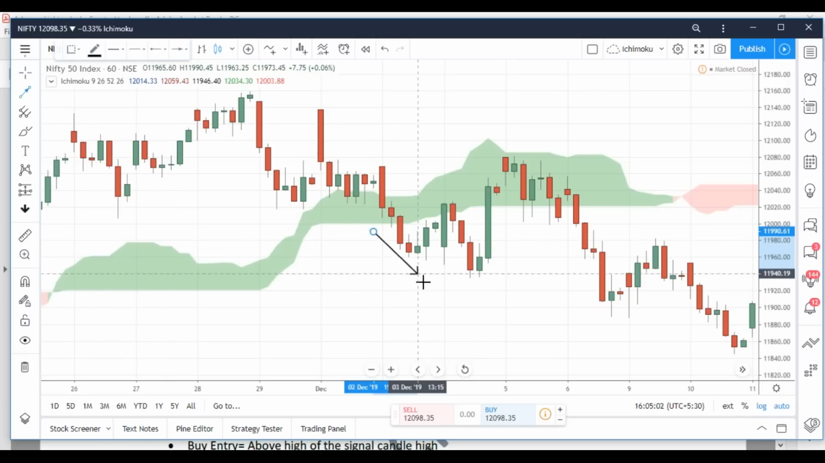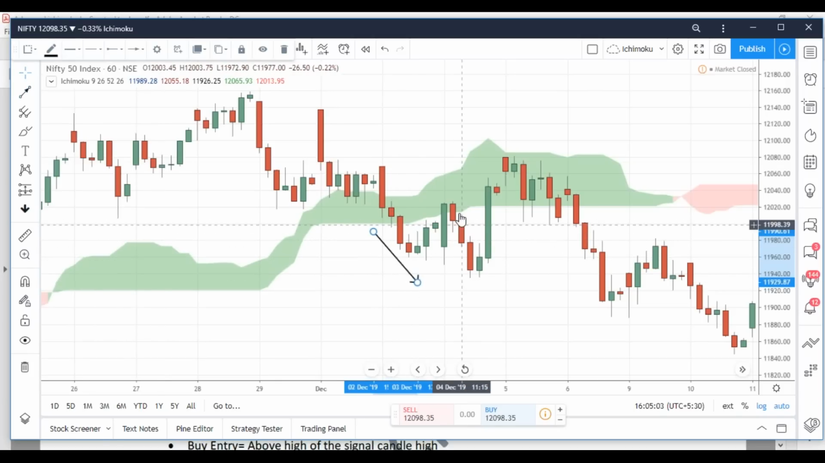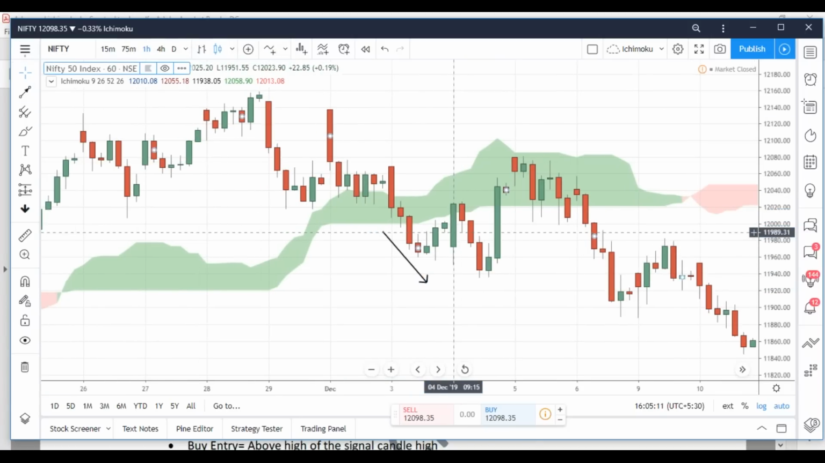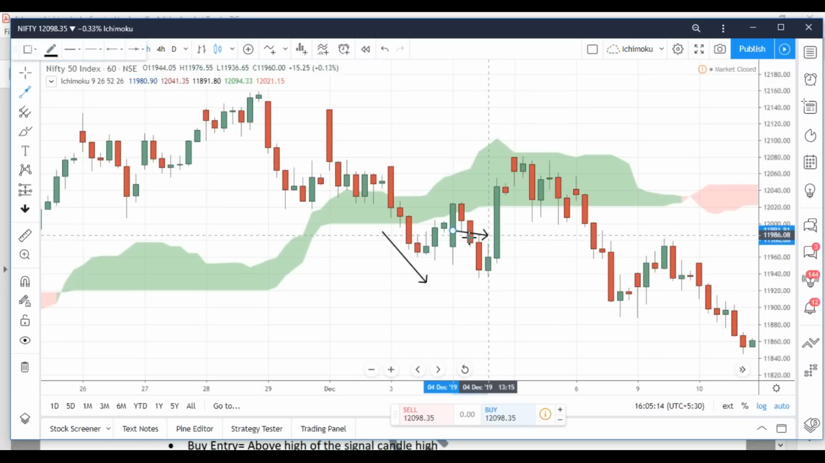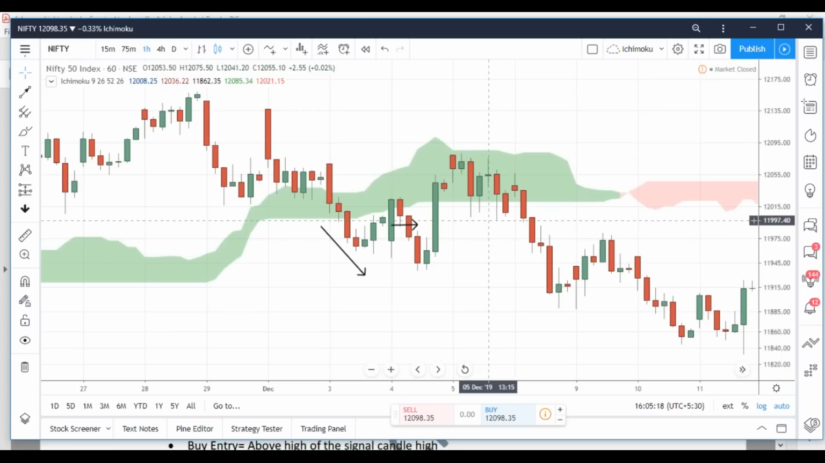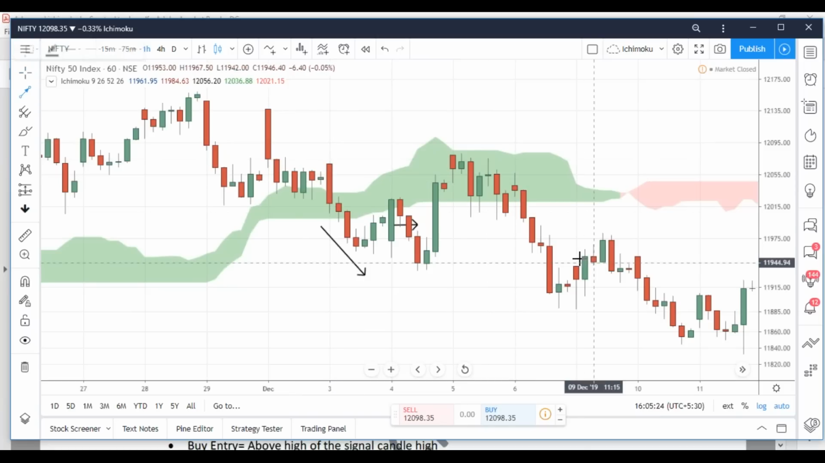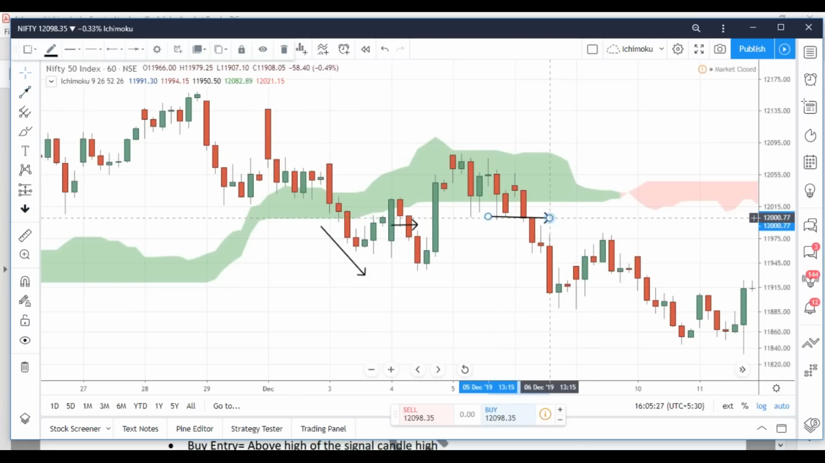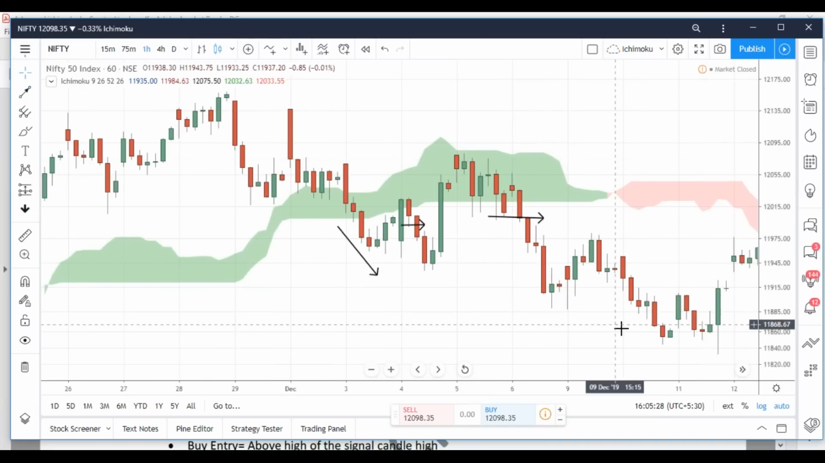Price broke below the cloud. Here, price touched the cloud and made a bearish candle. So below the low of this candle was our short entry, which worked out nicely. One more time, price took resistance in the cloud zone and closed below it. So below this candle low was a short entry. That also worked out very well.